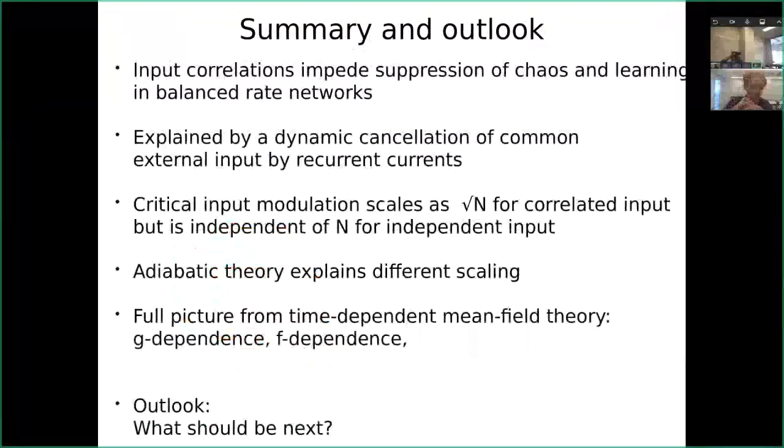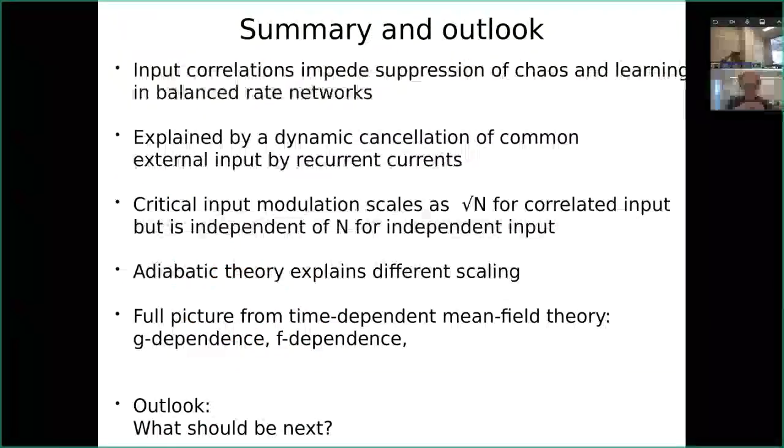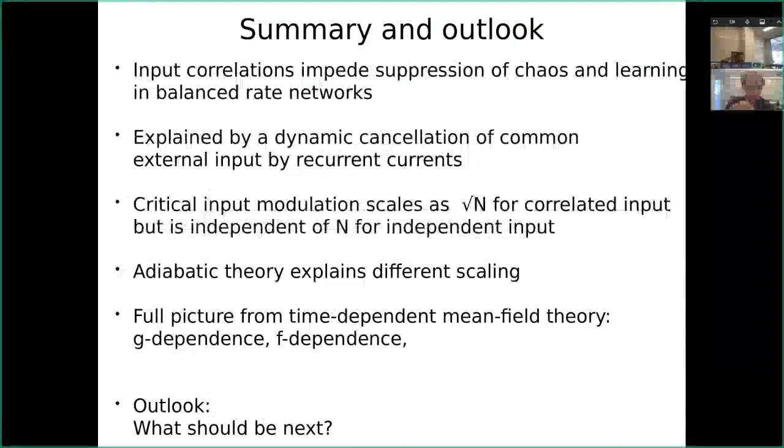And with that, I come to the conclusion. Firstly, input correlations impede suppression of chaos in learning and balanced firing rate networks. That's explained by dynamic cancellation of common external input by recurrent currents. And so that might not be a huge surprise for people who are familiar with the balanced state theory, but I think for other people it's still worth pointing out.